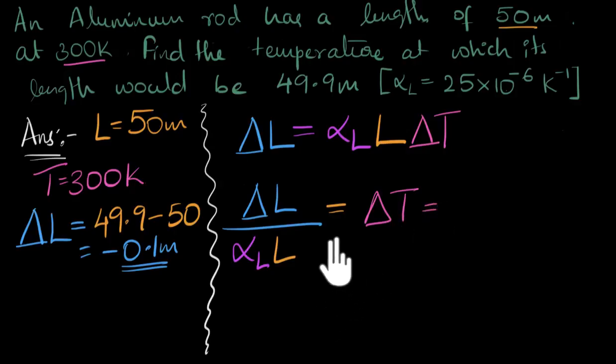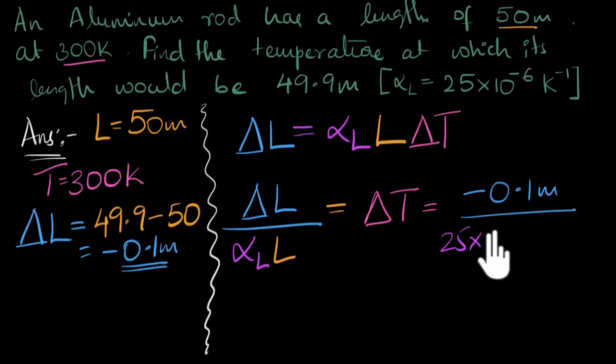And now we can just substitute. Delta L is minus 0.1. We can do that. No problem. Minus 0.1 meters divided by alpha L, which is just 25 times 10 to the minus 6 Kelvin inverse, times L, and L is 50. Alright, so let's just quickly solve this. What do we get? By the way, this is 50 meters, so the meters and meters cancel.